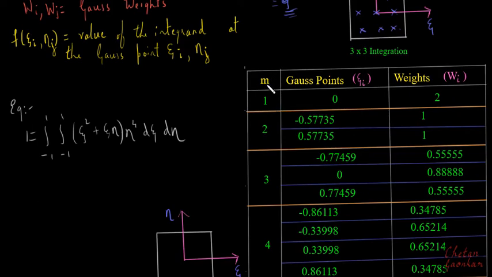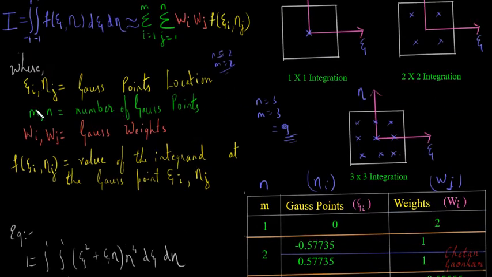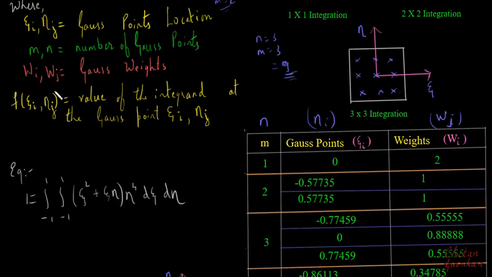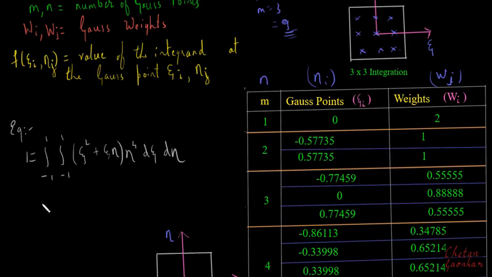So m Gauss points are in xi direction, but we also have the eta direction. So n Gauss points also will be considered in eta direction, and there will be corresponding weights for the Gauss points in eta direction. Let us first find what m and n are. m is the number of Gauss points in xi direction, and n is the number of Gauss points in eta direction. Let us first find the number of Gauss points in xi direction. If I look at the function here, the function here is a function of xi and eta.